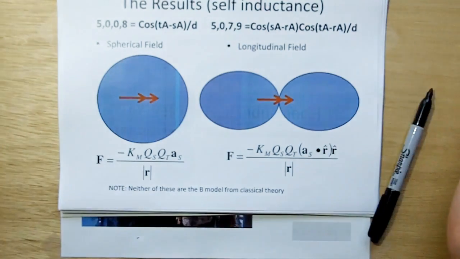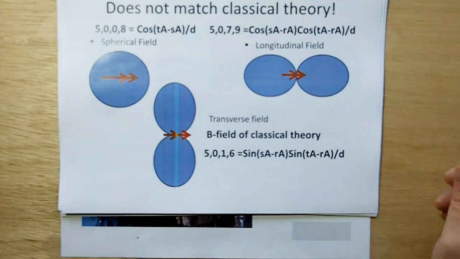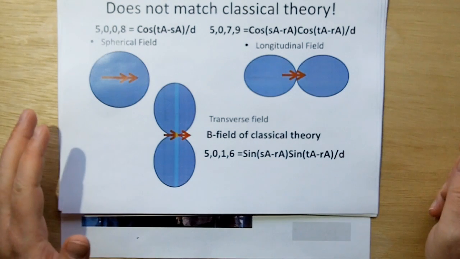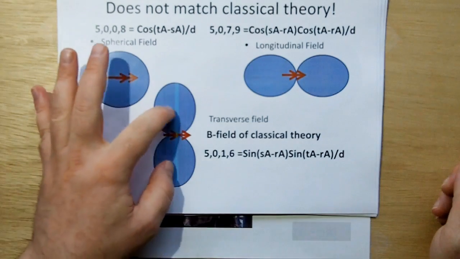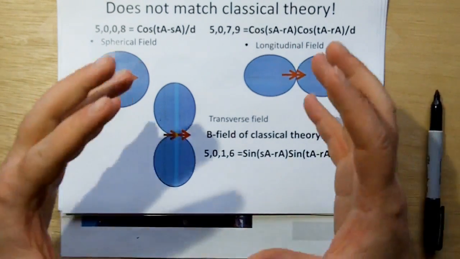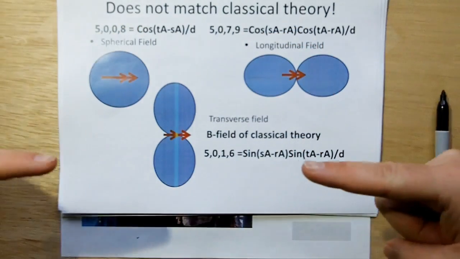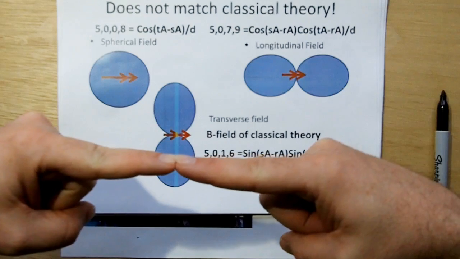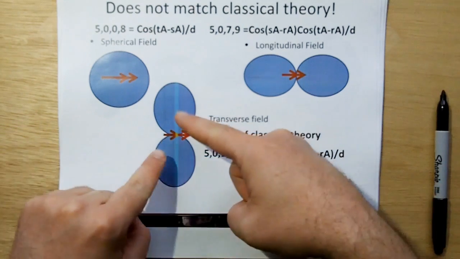But the interesting thing is neither of these are the B field from classical theory. If you recall from the first experiment, we went over the B field, the Biot-Savart model from classical theory. The Biot-Savart model is a transverse field. And the way you can imagine that, if you take a balloon, I wish I had a balloon, it would have made this a lot easier, and you push through the center of the balloon until your fingers come together, you're going to get a donut-shaped field. Okay, and that's what this looks like.